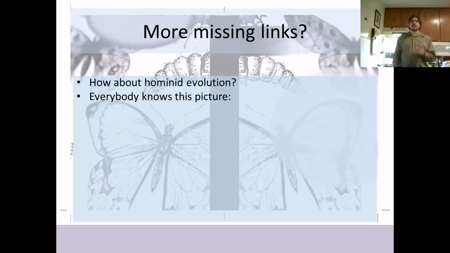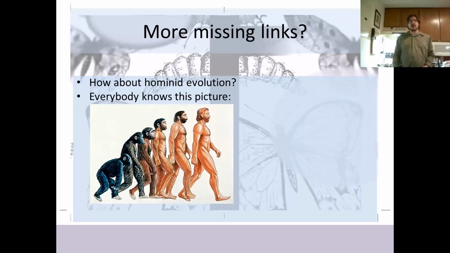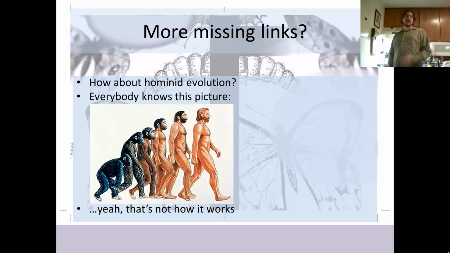Speaking of missing links, how about hominid evolution? Everybody knows this picture, right? Bam! Hominid evolution. That's not how it works. Unfortunately, this picture, no matter how famous, is kind of a crappy illustration of hominid evolution because it implies that chimps evolved into men. And you see right there, chimp, sort of ape-like, sort of apish, human, man-like, more man-like, much more man-like, and then modern man, right?